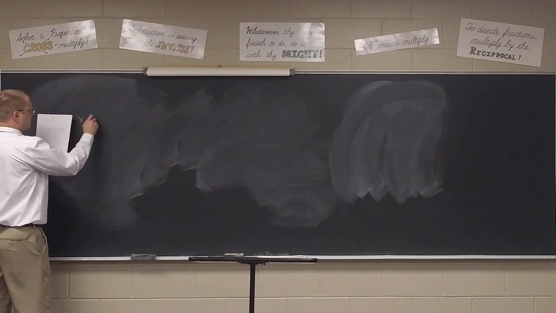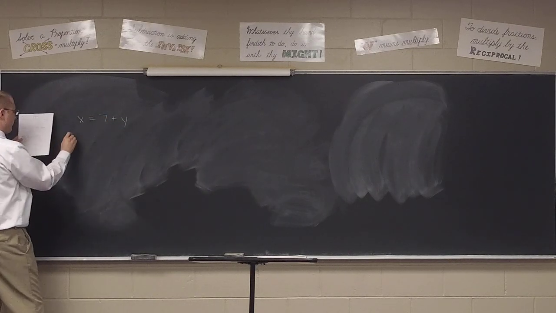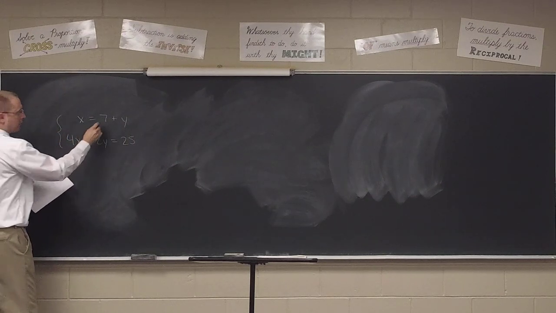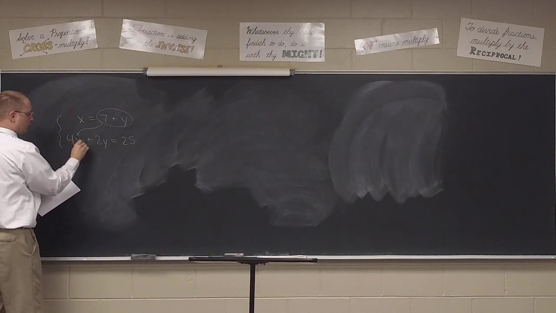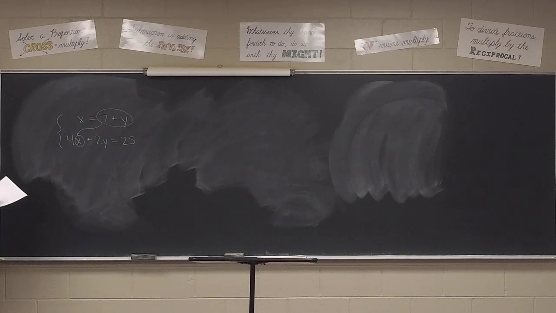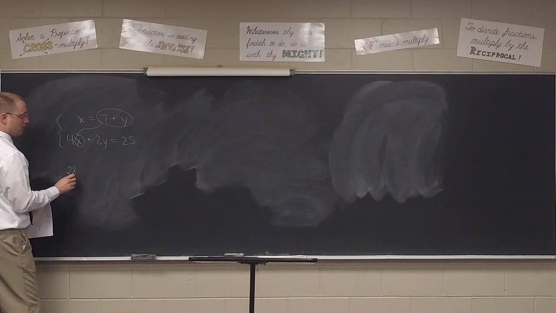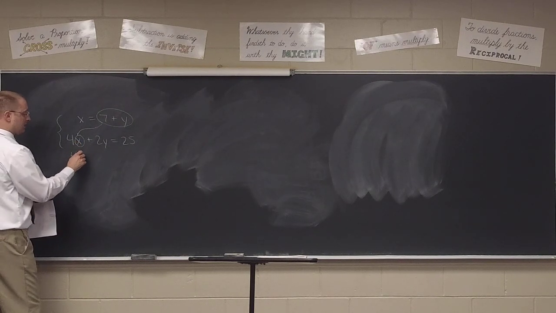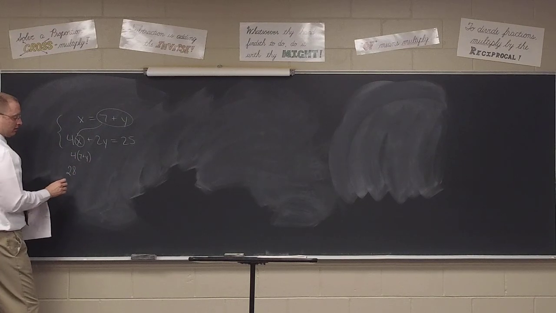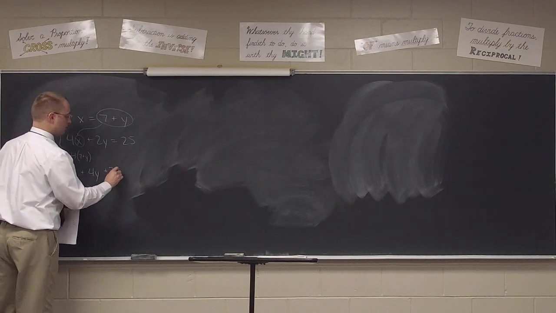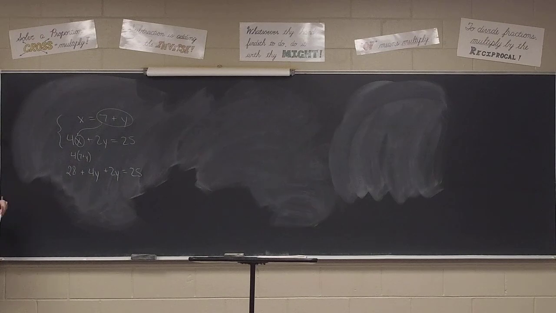Okay, so we've got x equals 7 plus y, and we've got 4x plus 2y equals 25, right? And we want to plug this 7 plus y right here where it says x. Tell me what to write again? 28, okay, the x isn't there anymore. It's a 7 plus y. So 28 plus 4y. There we go. Does that make sense?